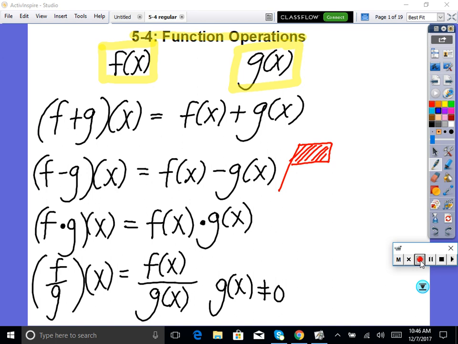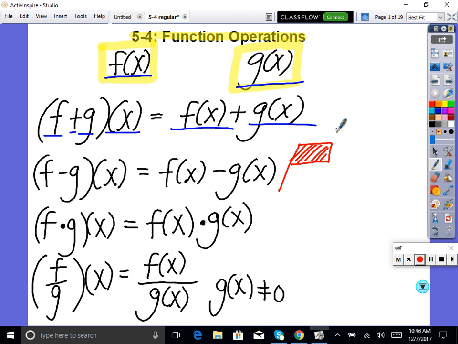Now, this is just learning a new notation. We're going to have a function f of x and a function g of x, for example, and we're going to see stuff written like this. This is (f plus g) of x, which literally just means take f of x and add it to g of x. We know how to add functions, don't we?